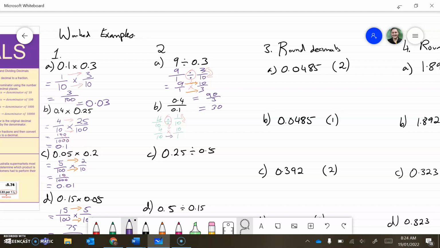Our multiplication, we multiply the numerators, multiply the denominators. So you're going to have 40 over 10. So our solution here is 4.